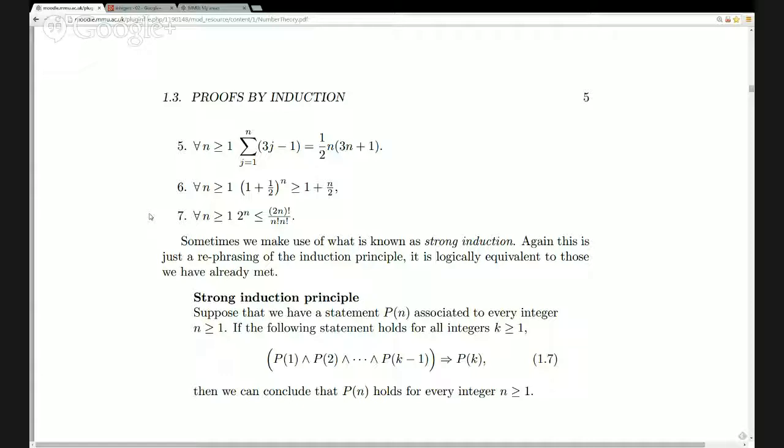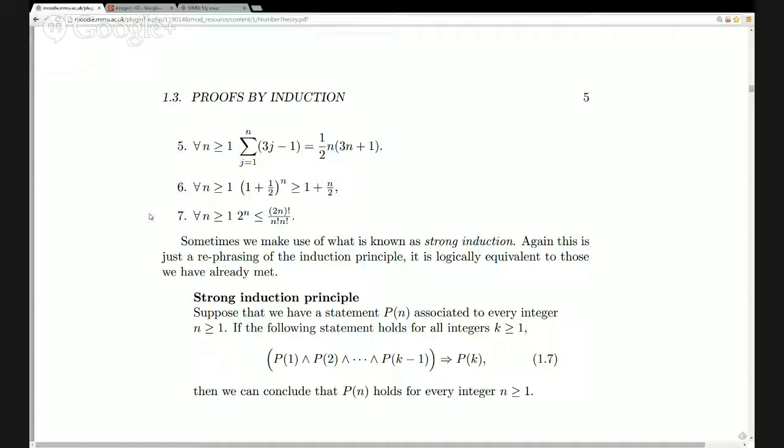Now, maybe for some of these, you might need to use the so-called extended induction principle, or the strong induction principle. This is equivalent to the type of induction we've just been doing. The type of induction we've just been doing is where you establish the base case and then prove the linking step from n equals k to n equals k plus 1. Strong induction is a different way of doing it.